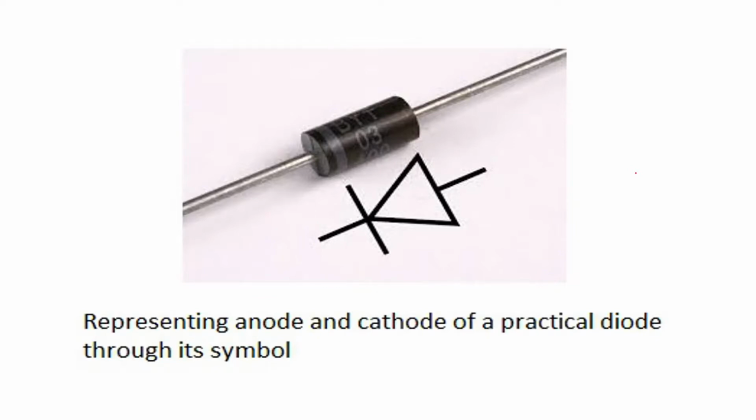Then how is it represented with an actual package? Here you can see an actual package of a diode. You can see this strip shown here. Wherever this strip is near a terminal, that terminal will be taken as the cathode, and the opposite one will be taken as the anode. Here you can see the symbol for the same. This is the anode, and this is the cathode. This is how you can represent the anode and cathode of a practical diode through its symbol.